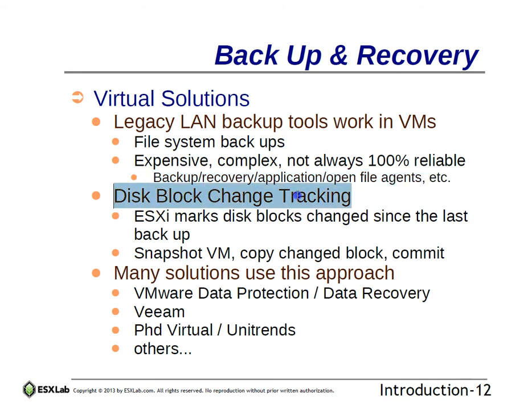ESXi implements something called disk block change tracking. So what happens is as my VM runs, if it does a write to a disk block in its virtual disk, ESXi marks that disk block as changed, because it's been updated since it was last backed up. When it's backup time, what virtualization aware backup tools do is they snapshot the VM, which is grab a point in time state save of the VM.